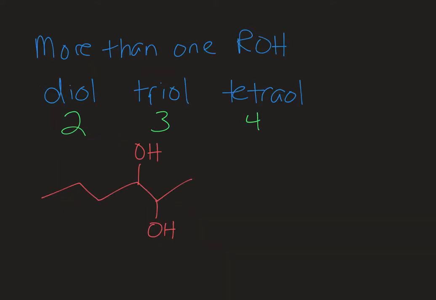Lastly, we'll look at when there's more than one alcohol. So when there's more than one alcohol, you're going to modify the parent name by putting the prefix for the number of alcohols in the parent name chain at the end there. So instead of ol just on its own, you'd have a diol for 2, a triol for 3, tetraol for 4, and of course each of those would need locants.